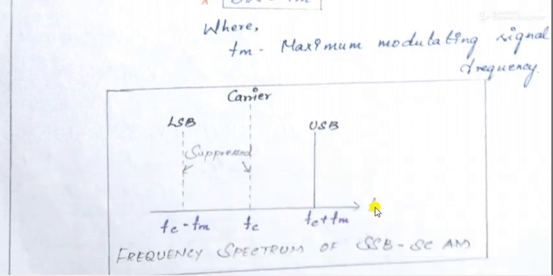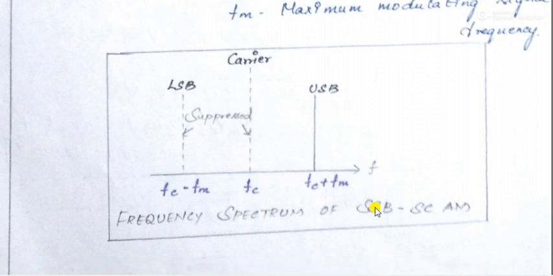And see here, this is the frequency spectrum of SSBSC AM. This is the center frequency. This is the positive frequency and this is the negative frequency. Positive frequency is the upper side band, negative frequency is the lower side band. So this is the carrier frequency and this is the modulating frequency. Two impulses we are having, positive frequency and negative frequency.